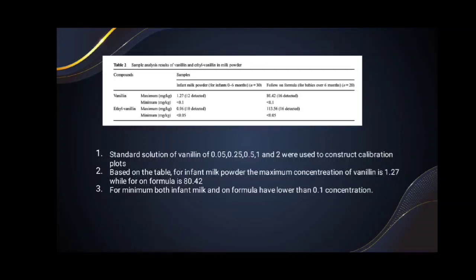Based on the table, for infant milk powder, the maximum concentration of vanillin is 1.27, while for follow-on formula it is 80.42. For minimum, both infant milk and follow-on formula have concentrations lower than 0.1.